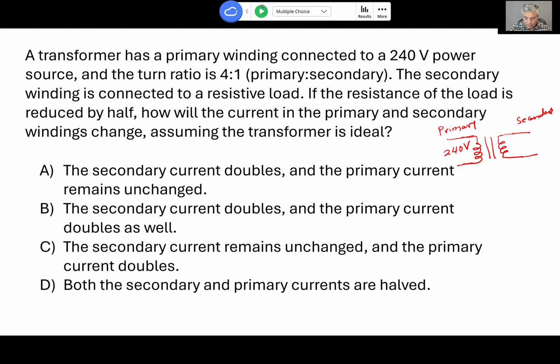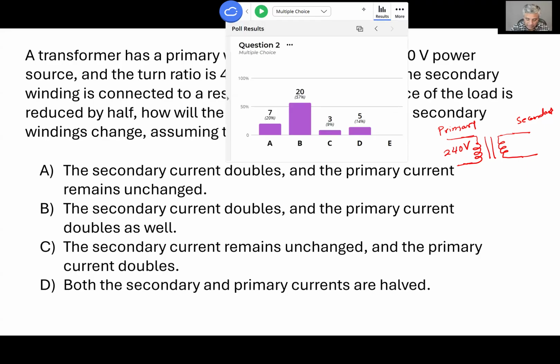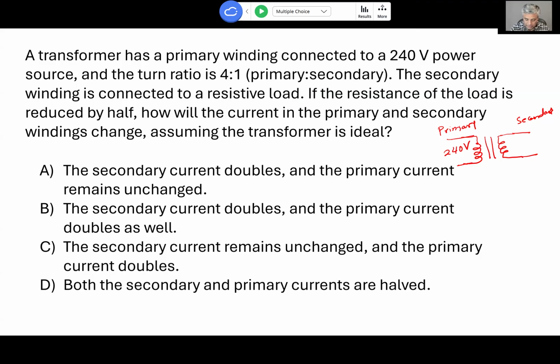Okay. So here, let's see what we got. So secondary current doubles and the primary current doubles as well. In this case, the secondary winding is connected to a resistor load. If the resistance of the load is reduced by half, how will the current in the primary winding and the secondary winding change? So the load is in the secondary, connected to this resistor here.